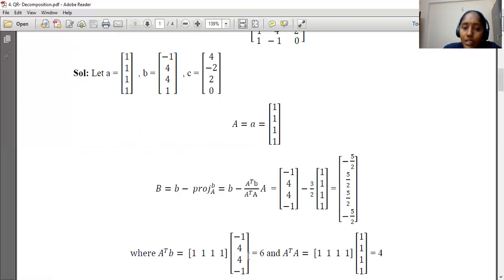Just multiplying this, you will get 6, and then A transpose A is 4. Now substitute these values in B minus (A transpose B by A transpose A), that is 6 by 4, which is nothing but 3 by 2 into A. Just simplifying, you will get minus 1 minus 3 by 2, minus 5 by 2. 4 minus 3 by 2 is 5 by 2. Again 4 minus 3 by 2 is 5 by 2. Minus 1 minus 3 by 2 is minus 5 by 2.